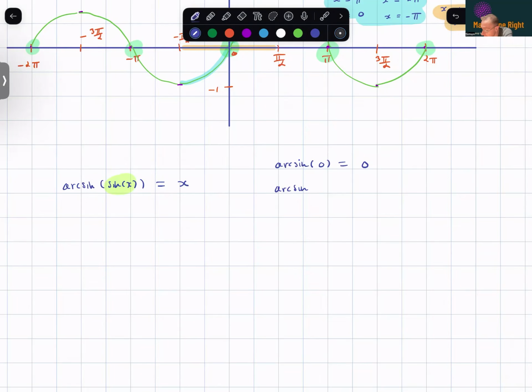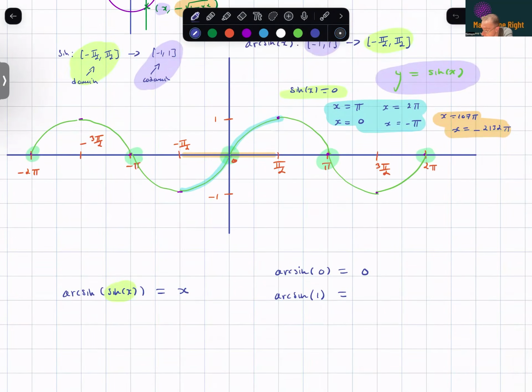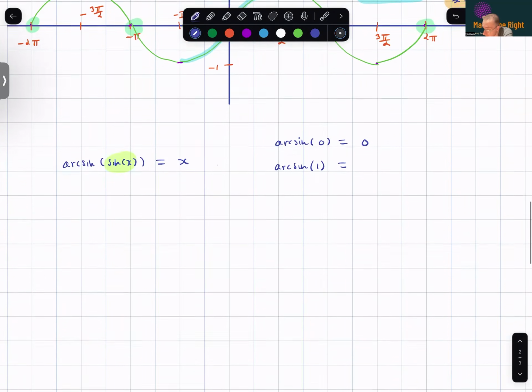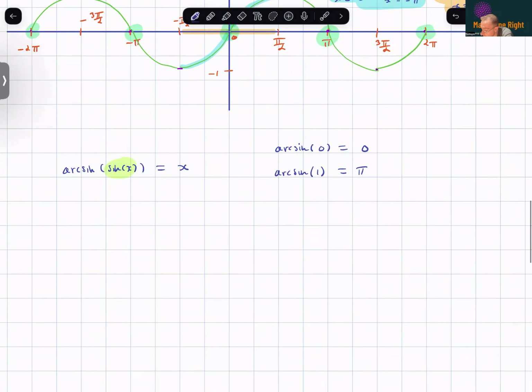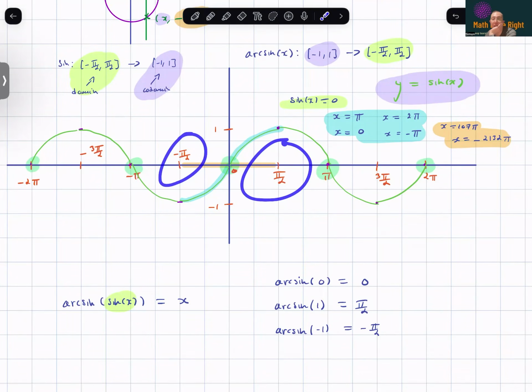What is arcsine of 1 going to be? It's going to be pi over 2, right? Not negative 3 pi over 2. It's not going to be that as well. It's going to be pi over 2. What about arcsine of negative 1? Well, it's going to be negative pi over 2, right? There's only one value in negative pi over 2 to pi over 2 that gets mapped to each of these outputs. So we have unique values for these.